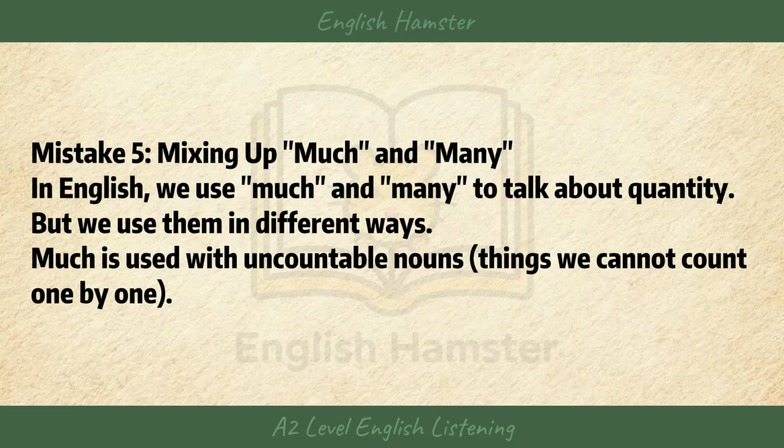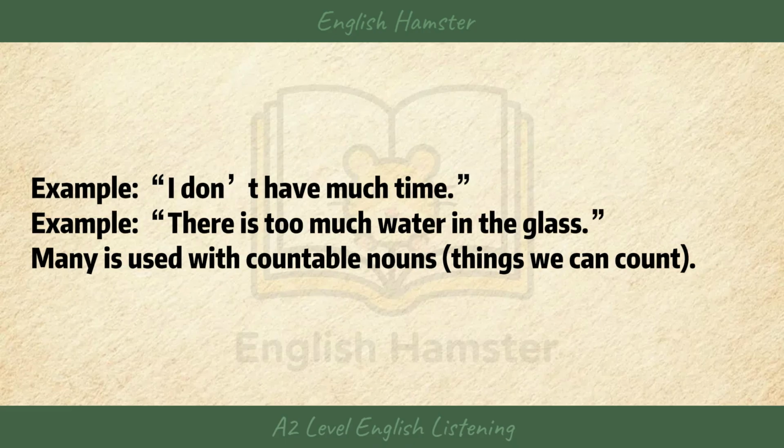Mistake 5. Mixing up much and many. In English, we use much and many to talk about quantity, but we use them in different ways. Much is used with uncountable nouns, things we cannot count one by one. Example, I don't have much time. Example, there is too much water in the glass.